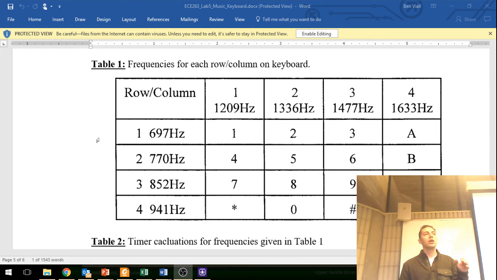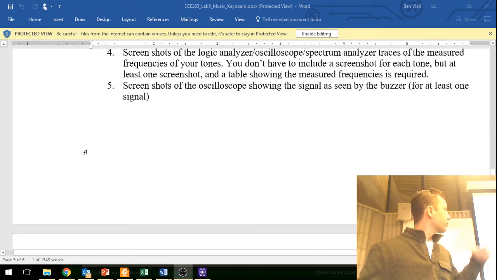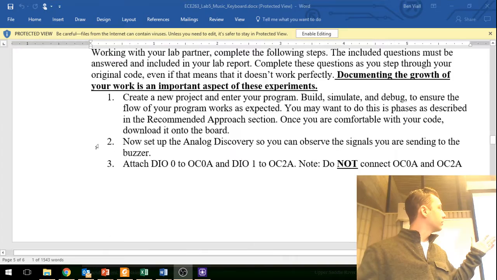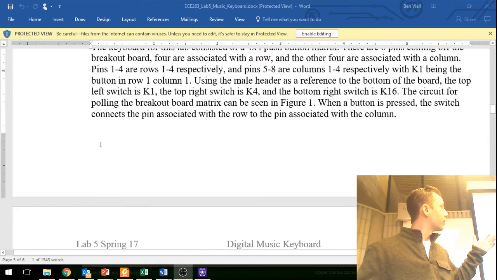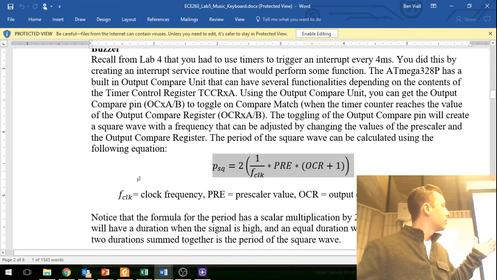Furthermore, you need to be accurate to within 1% of your frequency. So when I look at this on, say, the spectrum analyzer on your Analog Discovery board, I want to see a peak that is 941 hertz, not 943, not 939, 941 hertz. So when you do your calculations, the formula is fairly straightforward. Here we go. There it is.